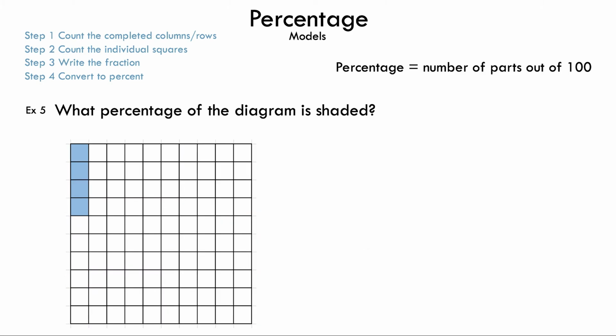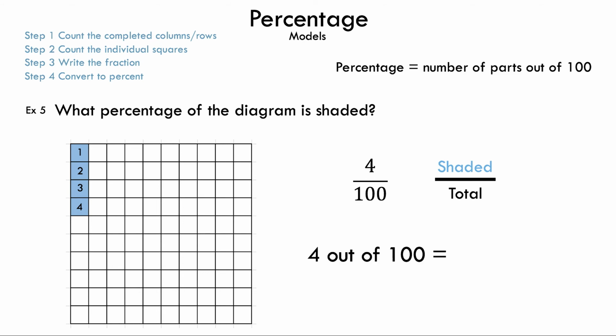Let's take a look at the last example. In this particular example, we do not have any completed columns or rows. So we just count 1, 2, 3, and 4. Now we're going to start the process of the fraction, which is shaded over total. How many do we have shaded? Which is 4. And the total is 100. So this time it is 4 out of 100. Instead of out of 100, we can write the percent sign. Now you may be wondering why it's not 40%. Well, because 4 over 100 is 4 cents and not 40 cents. It's another way of thinking about it.